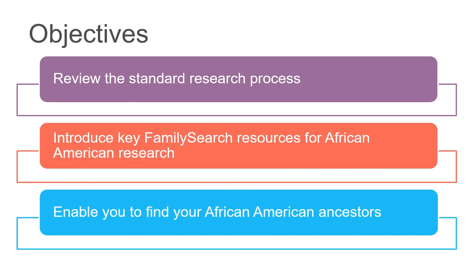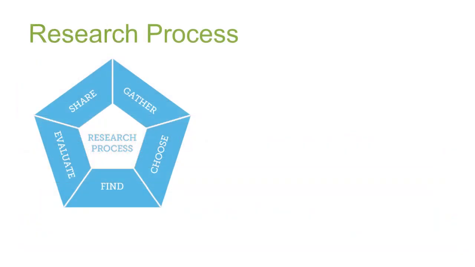Our objectives for this presentation are to review the standard research process, introduce key FamilySearch resources for African American research, and enable you to find your African American ancestors. The standard research process can be broken down into 5 simple steps. The first is to gather known information.